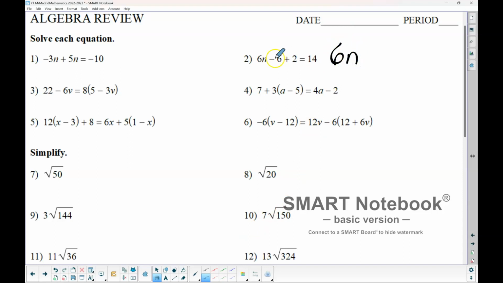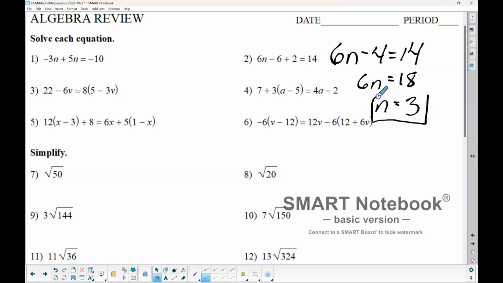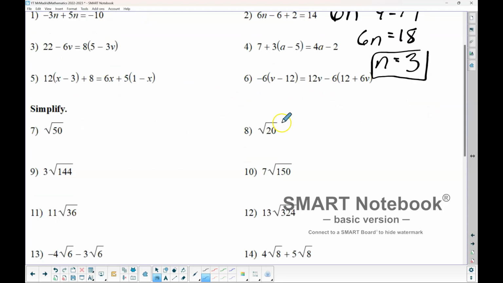6n minus 6 plus 2 is minus 4, so 6n minus 4 equals 14. And after that, you want to add 4 to both sides. So we have 6n equals 18. And you want to divide both sides by 6, which gives you n equals 3. And that's pretty much it, okay? So you've got different scenarios to look at, but that's the idea with those, okay?